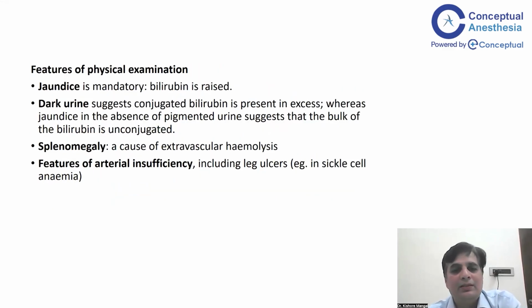Important points in physical examination: jaundice is mandatory, bilirubin will be raised. Mostly it will be unconjugated. Dark urine usually suggests conjugated bilirubin is present in excess, whereas jaundice with absence of pigmented urine suggests that the bulk of bilirubin is unconjugated. So in an autoimmune hemolytic anemia patient, you will see there is an absence of pigmented urine, or it will be very little. Then the patient may have features of splenomegaly, which is representative of extravascular hemolysis, and features of arterial insufficiency can be there, especially in patients who have sickle cell anemia.